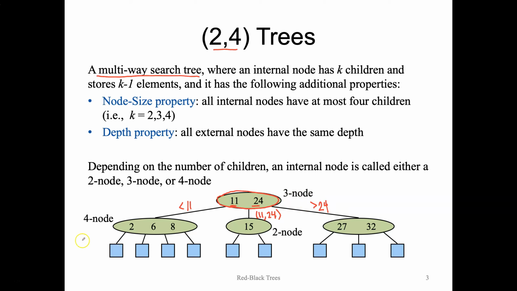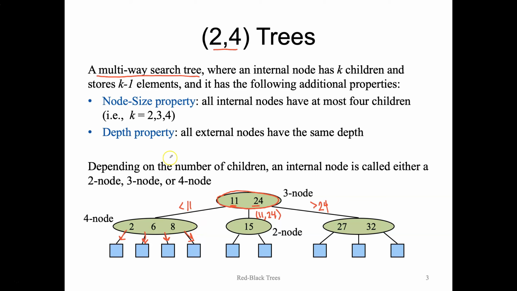You can expand this to 4 nodes as well, so anything in the left subtree here would be strictly less than 2. In this subtree would be between 2 and 6, and this one between 6 and 8, and this would be everything strictly greater than 8, but still less than 11.